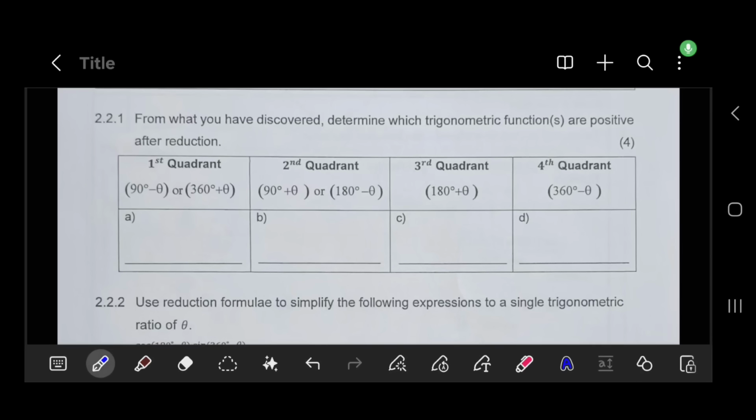So moving on to the next question, we've got 2.2.1. It says, from what you have discovered, determine which trigonometric functions are positive after reduction. In the first quadrant we had A, which meant all. So all trig ratios are positive. That is going to be sine, cos, and tan. In the second quadrant, only sine is positive. Third quadrant, only tan is positive. And fourth quadrant, only cos is positive.